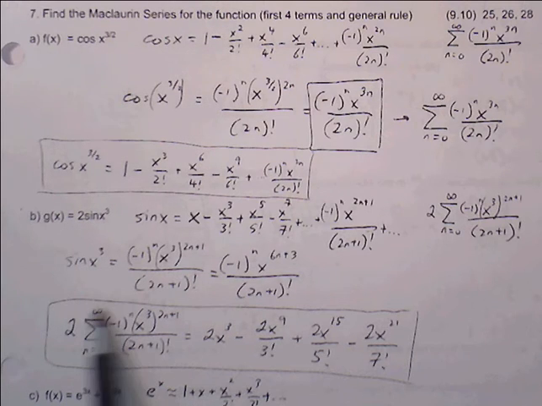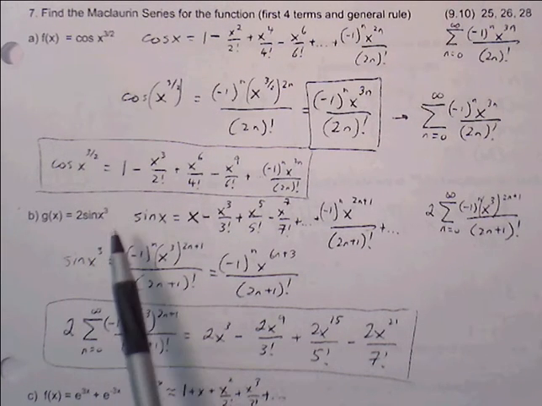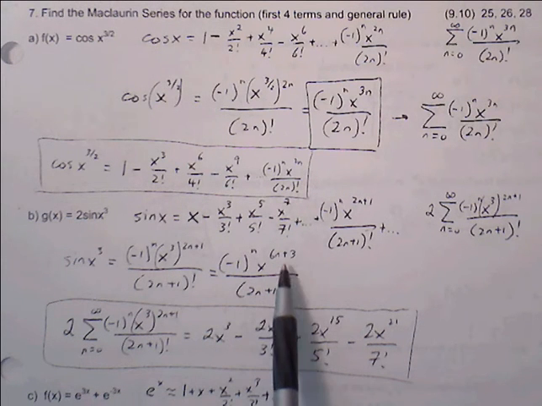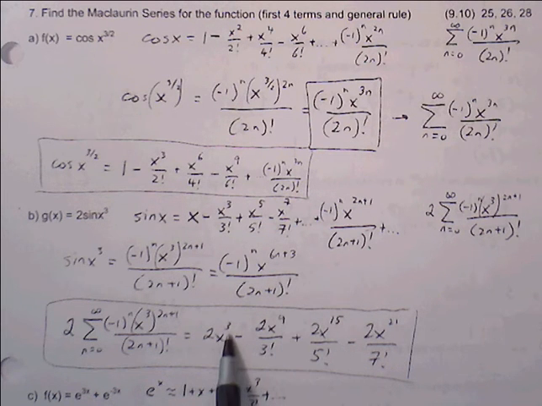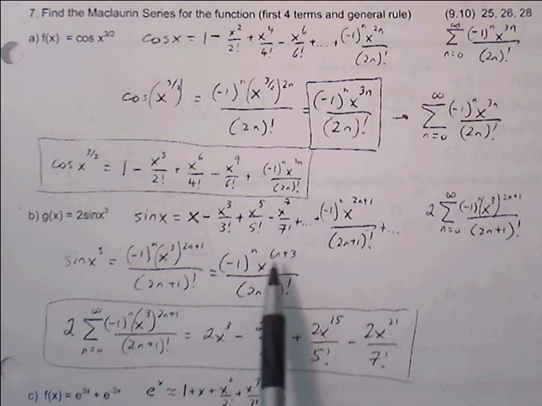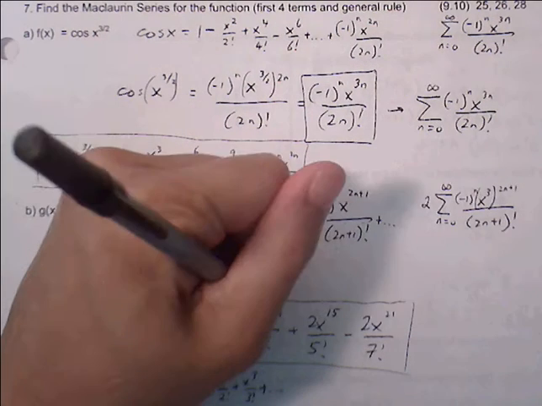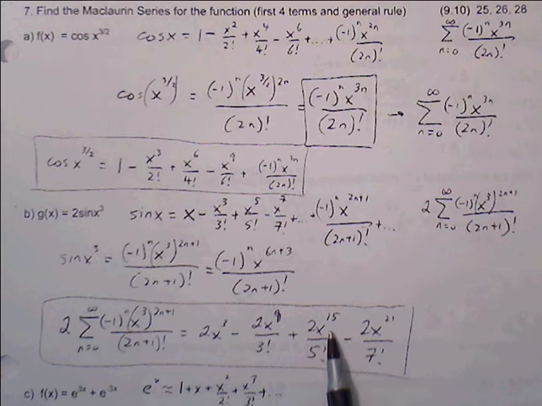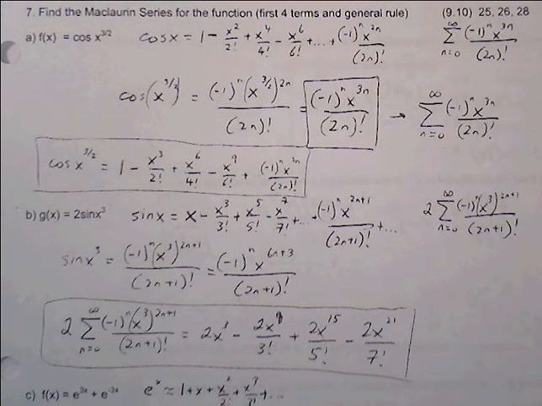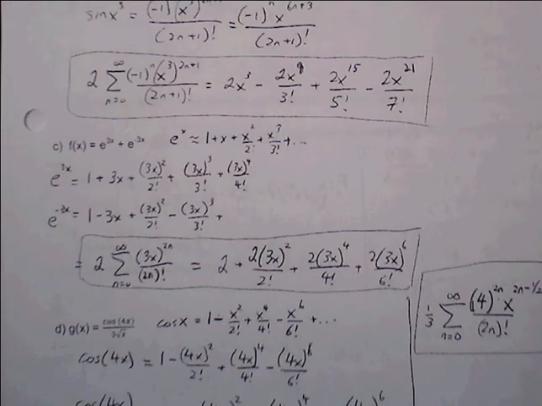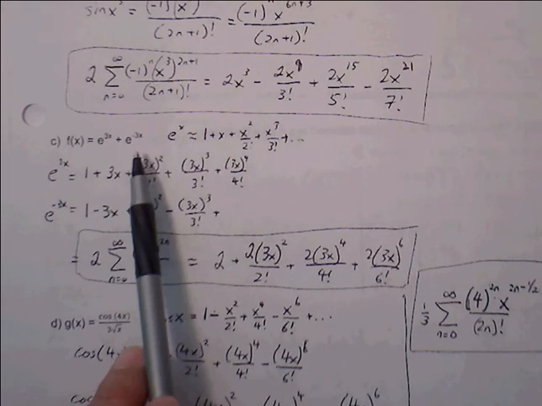So I need to make sure I multiply 2 through each of the terms, and then go through these steps here. Like if I plug in 0, I'll get x to the 0 plus 3, which is x cubed, x cubed times 2. And we go down the line. If I plug in 1 for the n values, I'll get 2x to the 9th over 3 factorial. And if I plug in 2, that's my third term, and then my fourth term.